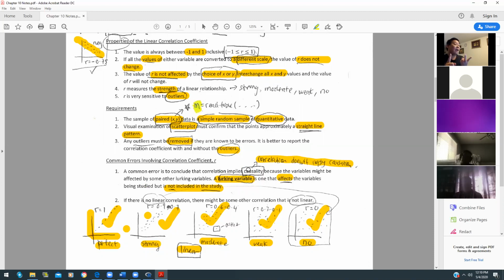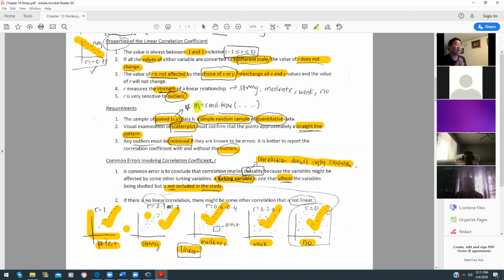Your test score and your attendance. We talk about this a lot. We know that if your attendance goes up, your test score will go up, right? Can you say that your attendance will cause your test score to go up? The word cause here, no, we cannot say that attendance causes your test score to go up.